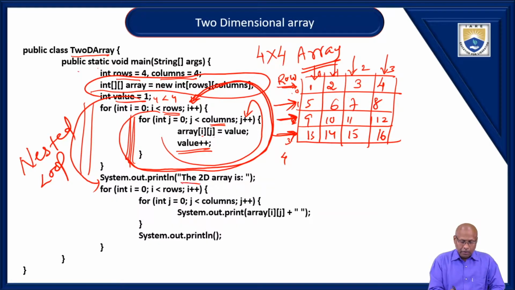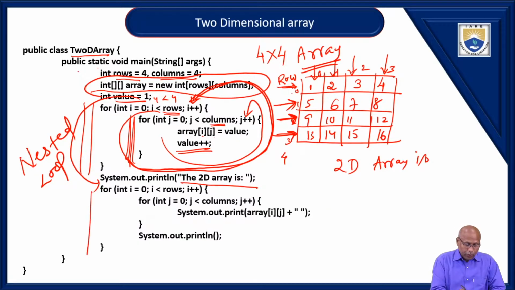Now it will print the two-dimensional array, the 2D array. This loop, what is it doing? It is trying to print every element, whatever value you have stored in the array. i equal 0, i less than rows, i plus plus. That means this outer loop repeats 4 times because there are 4 rows. For each row, the inner loop repeats columns times. Columns means 4.